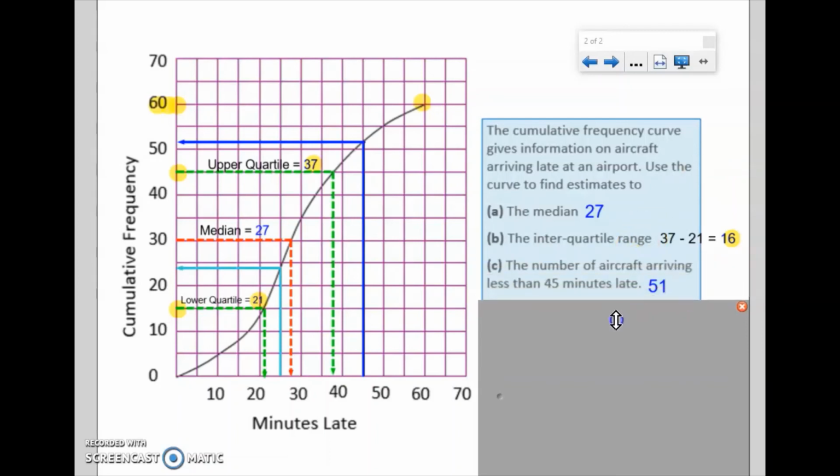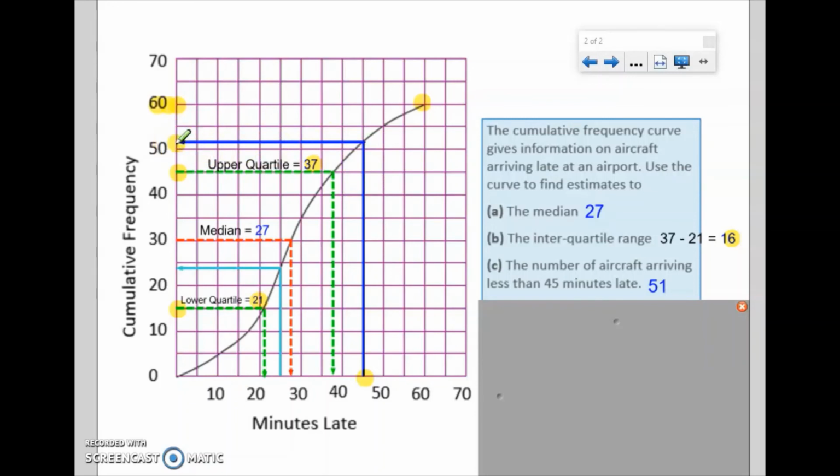Question C asks us to find the number of aircraft arriving less than 45 minutes late. So this time we're still using the cumulative frequency curve, but we're doing it in the opposite way. So rather than coming off the vertical axis and down to the horizontal axis, we're going to start on the horizontal axis. So I'm going to start at 45 minutes. Following this blue line, I'm going to go up to meet my graph. Then I'm going to go along and read off my cumulative frequency at about 51.